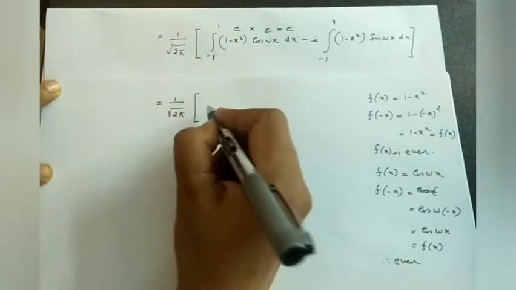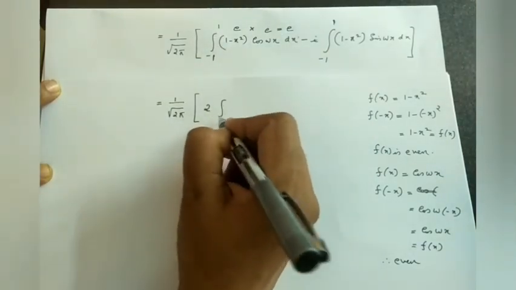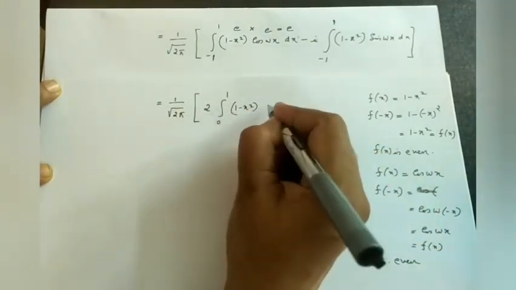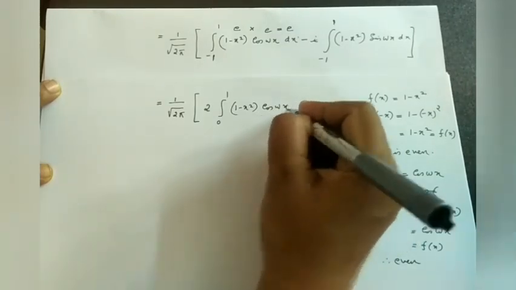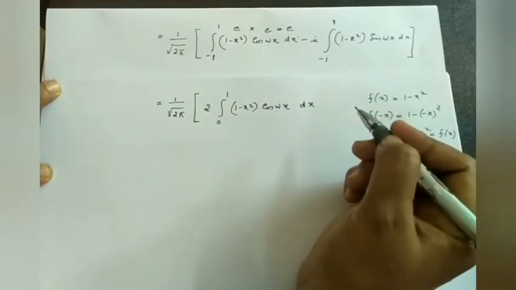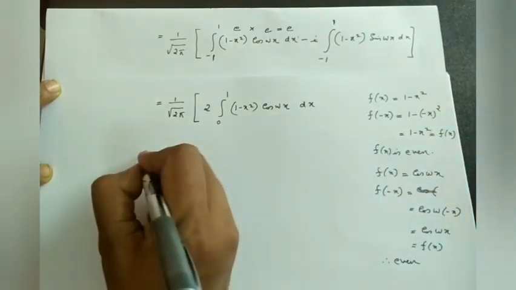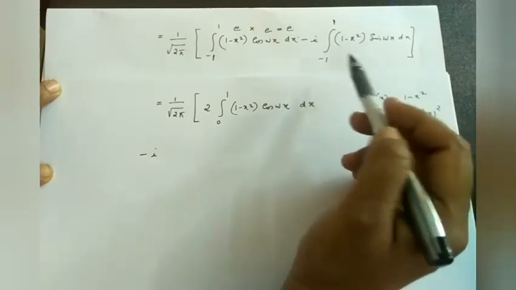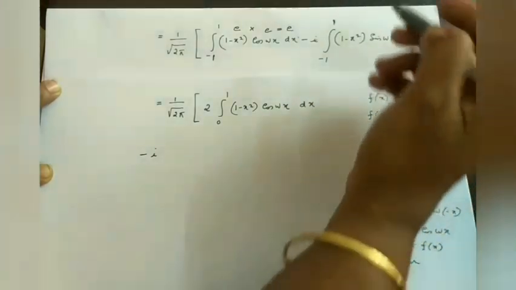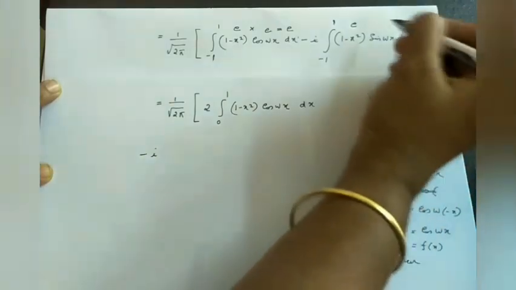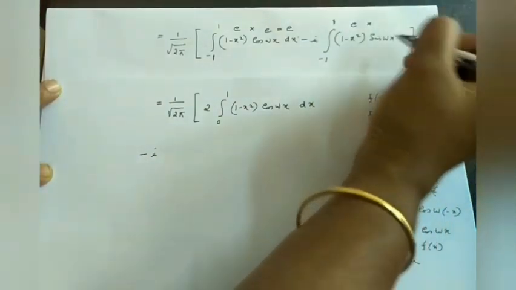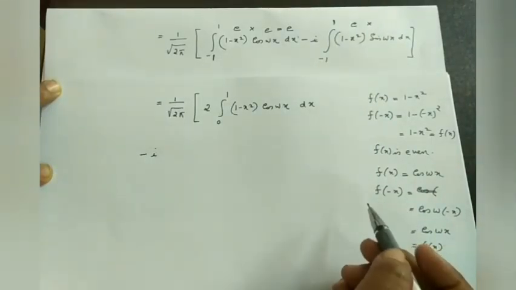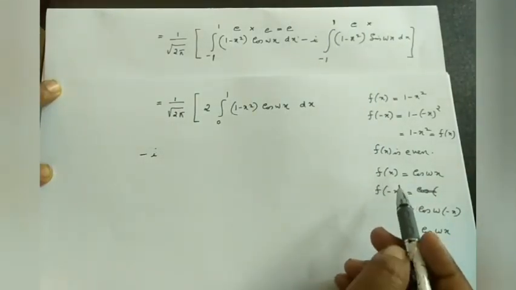Therefore this limit can be written as 2 into 0 to 1 of the even function 1 minus x square into cos omega x dx. Now the second term, minus i into. Here for the case of 1 minus x square, we have already found that it is an even function. Therefore even function into, what about this sin omega x? That we already know, sin omega x is an odd function.